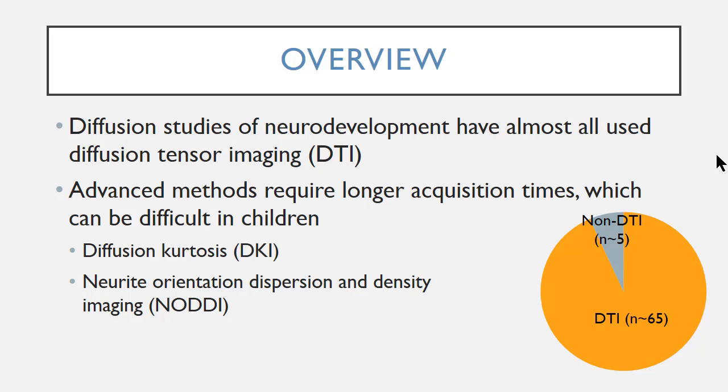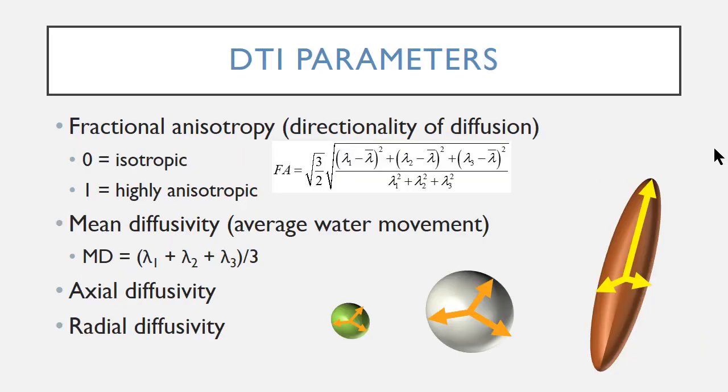So diffusion studies of neurodevelopment have almost all used diffusion tensor imaging. So that's what I'm going to focus on today, the DTI results. This is likely because the advanced models and acquisitions require a lot longer time, typically double what DTI requires. So there have been a few non-DTI studies, mostly using kurtosis or neurite orientation dispersion and density imaging. And I'll touch on a few of these, but primarily DTI is what's been used in the past.